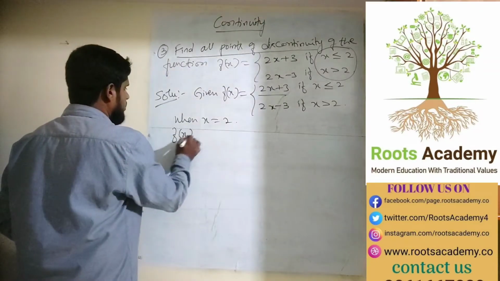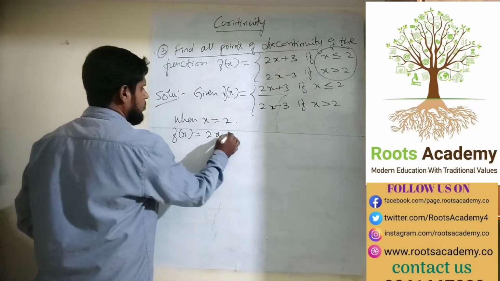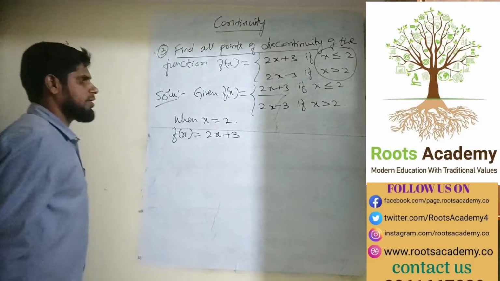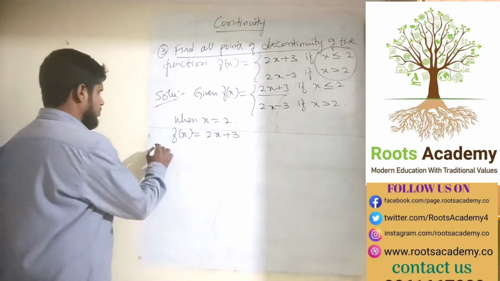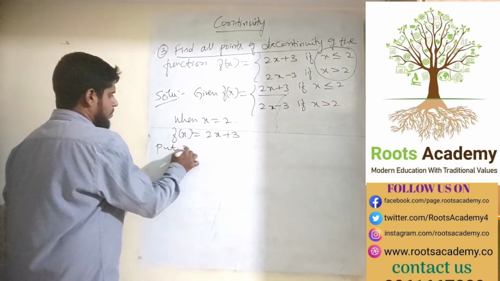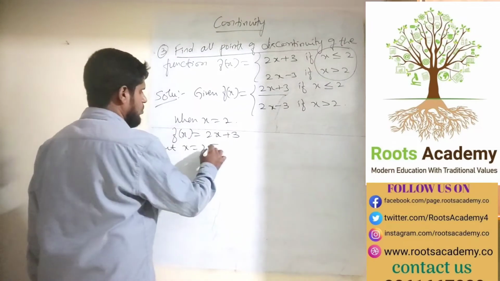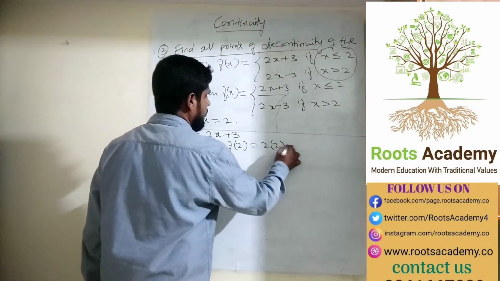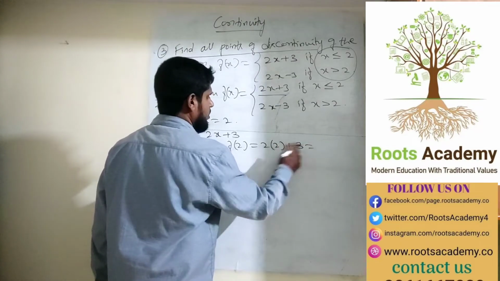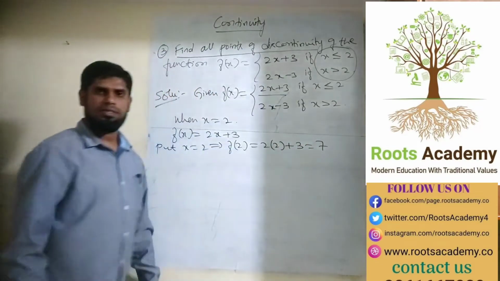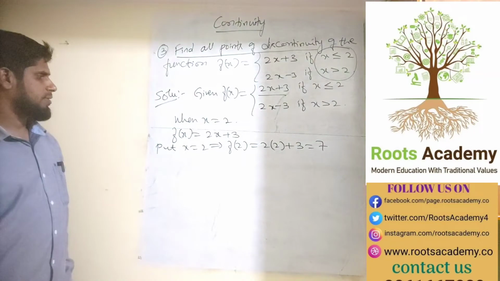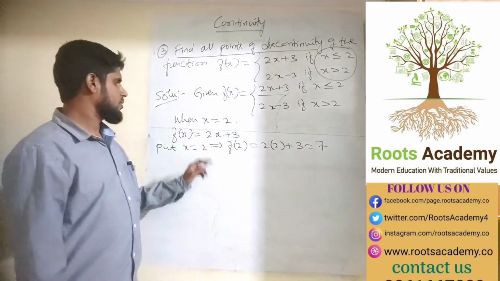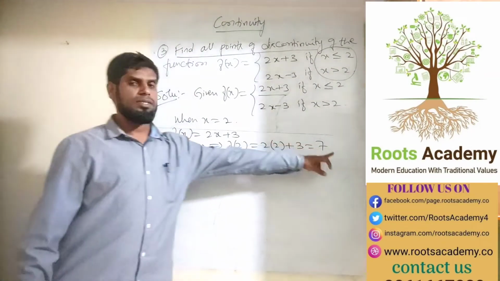So f of x is equal to 2x plus 3. Put x is equal to 2. So f of 2 is equal to 2 into 2 plus 3. It is 4 plus 3. It is 7. So f of 2 is 7.